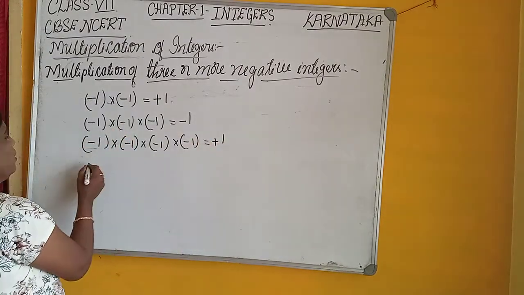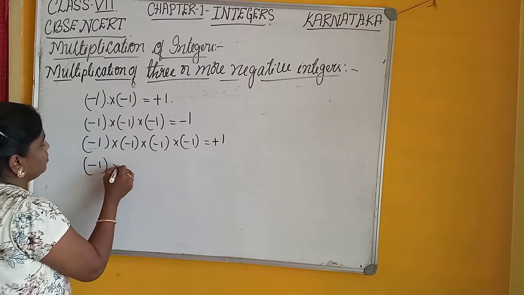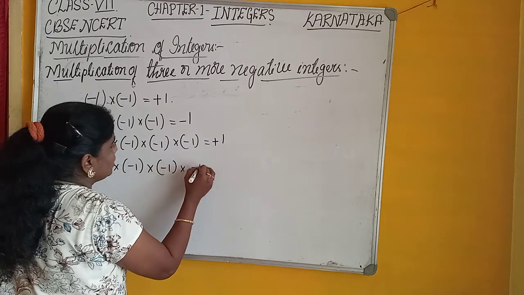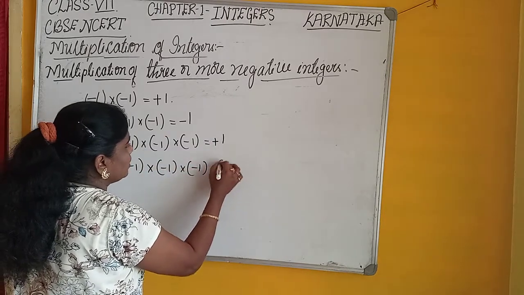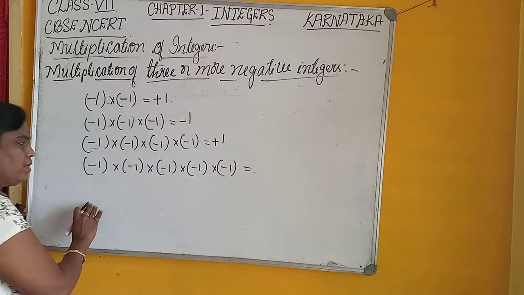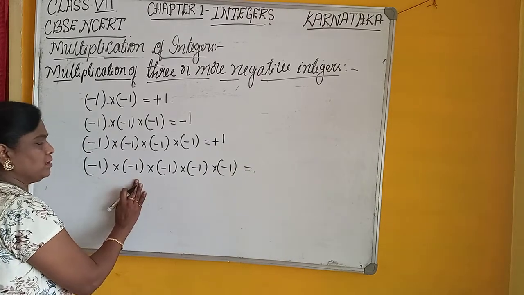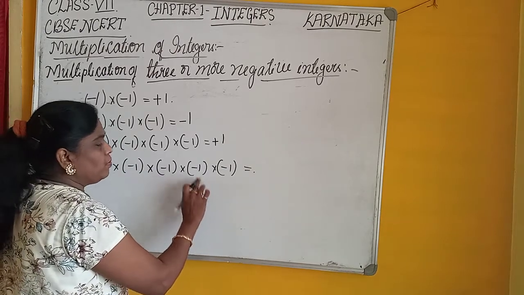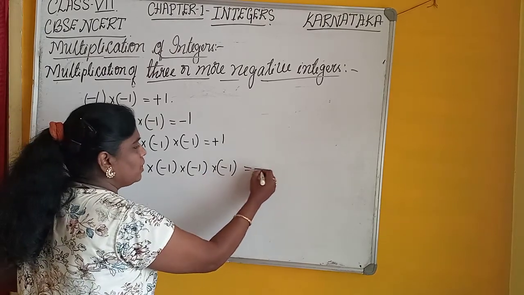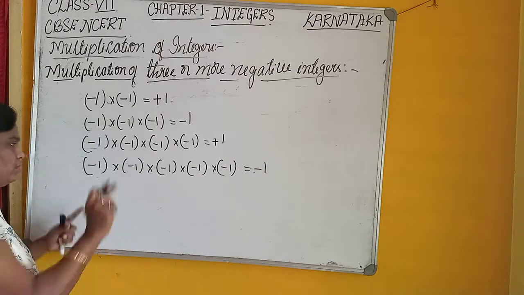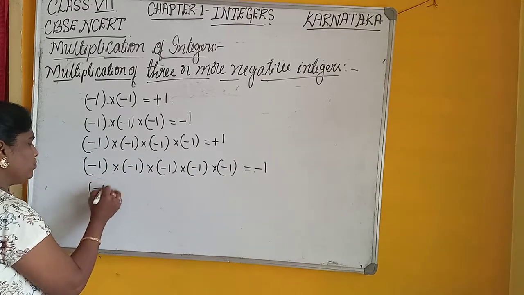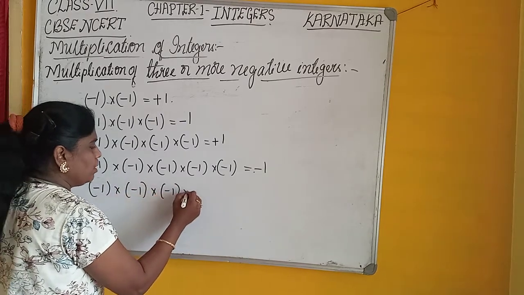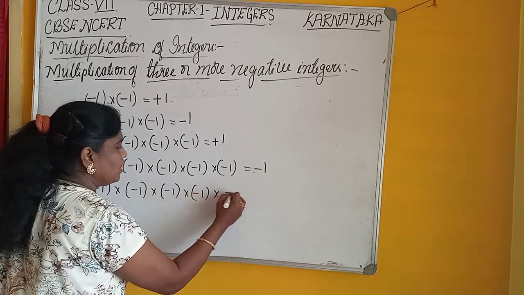I will tell you once again. Minus 1 into minus 1 into minus 1 into minus 1 into minus 1. Here again we are doing minus into minus plus, plus into minus minus, minus into minus plus, plus into minus, minus 1. I will do one more time: minus 1 into minus 1 into minus 1 into minus 1 into minus 1.